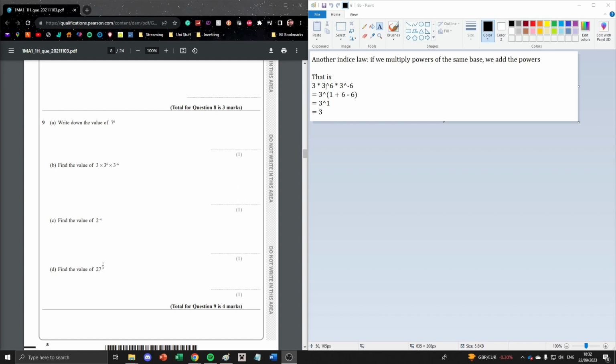So if we do 3 times 3 to the power of 6 times 3 to the power of minus 6, that's going to give us 3 to the power of 1 plus 6 minus 6. Obviously, the plus 6 and the minus 6 cancel out, so we're just left with 3 to the power of 1, which we know, of course, is just 3.